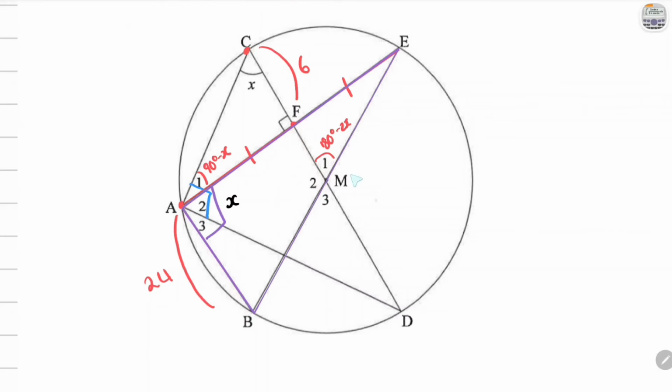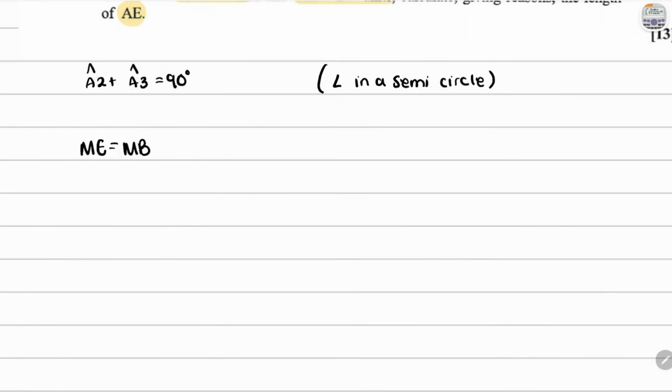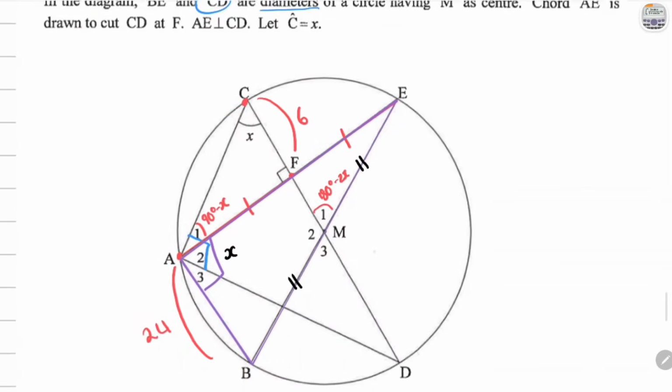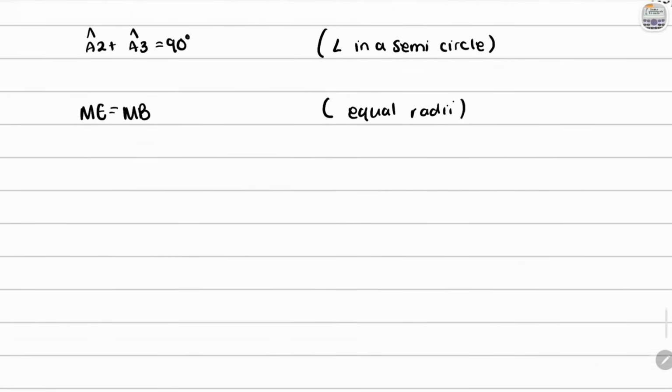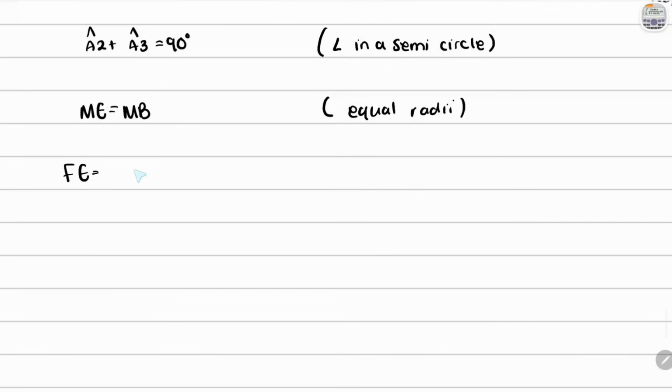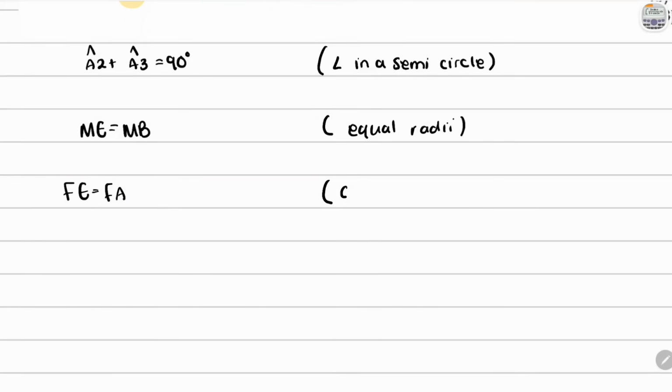To use the midpoint theorem, we just need to show them, because we already know those two are equal. We just need to conclude that ME is actually equal to MB. And let's go ahead and do that. So these two are equal because they are equal radii. ME equals MB because they are equal radii. And now that we have that, we have the midpoint theorem over here. Let's also state that FE was already equal to FA because we had that already. So FE is equal to FA, and that was already given.